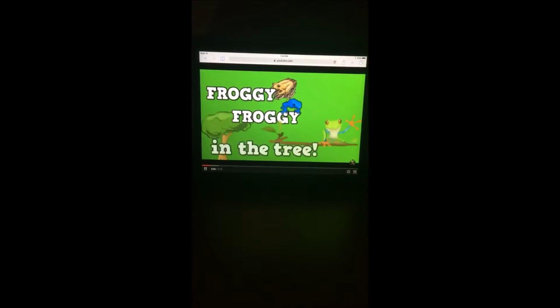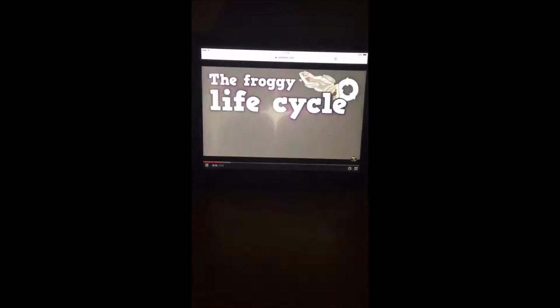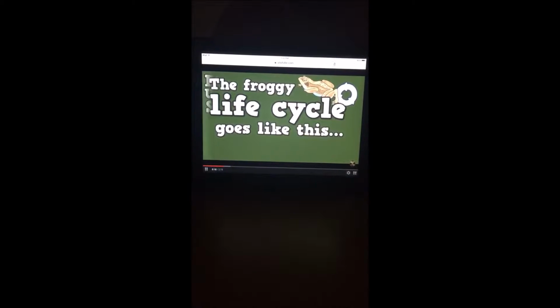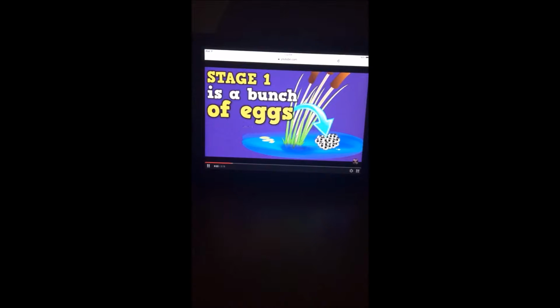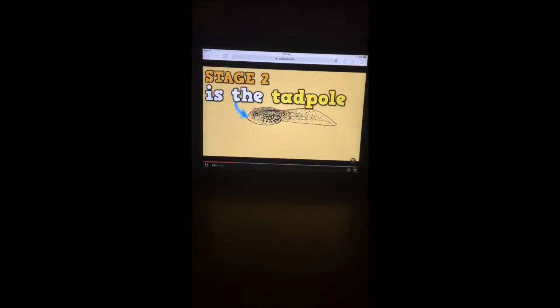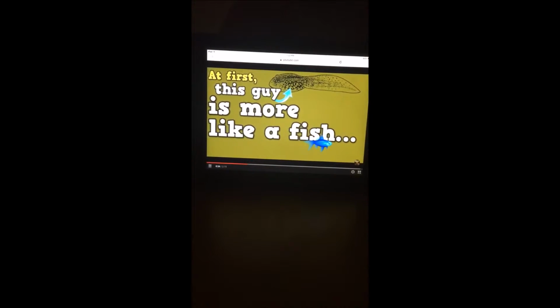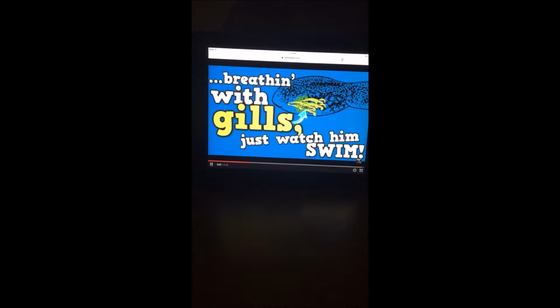Froggy, froggy in the stream, froggy, froggy in the tree. The life cycle just goes on and on. Now listen up to my froggy song. The froggy life cycle goes like this. 4 unique stages of metamorphosis. Stage 1 is a bunch of eggs in a pond. When they stick all together, they call it egg spawn. Stage 2 is the tadpole hatched from the egg. But you gotta look closely cause he's got no legs. At first this guy is more like a fish, breathing with gills, just watch him swim.